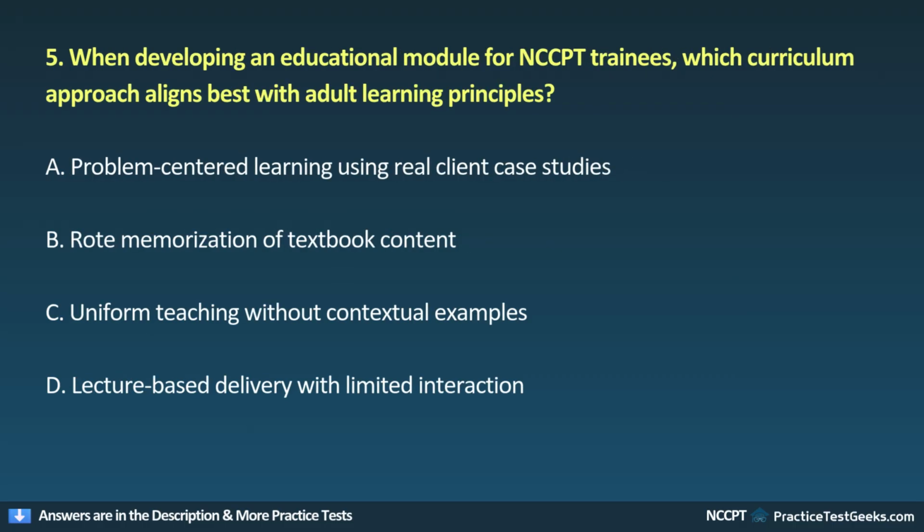5. When developing an educational module for NCCPT trainees, which curriculum approach aligns best with adult learning principles? A. Problem-centered learning using real client case studies. B. Rote memorization of textbook content. C. Uniform teaching without contextual examples. D. Lecture-based delivery with limited interaction.